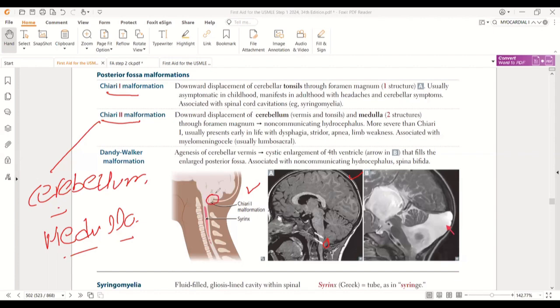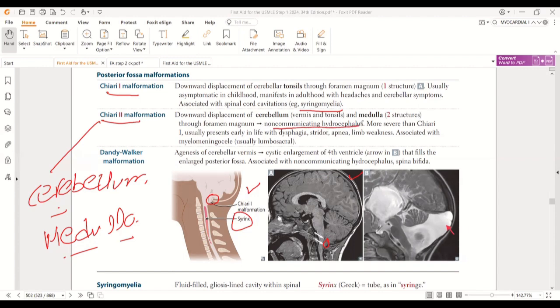This one is displaced through the foramen magnum. And this is the syrinx. Syrinx is basically the cavities within the spinal cord. These are the cavities within the spinal cord. So it is associated with syringomyelia. So the Chiari 1 malformation is associated with syringomyelia, while the Chiari 2 malformation is associated with non-communicating hydrocephalus.